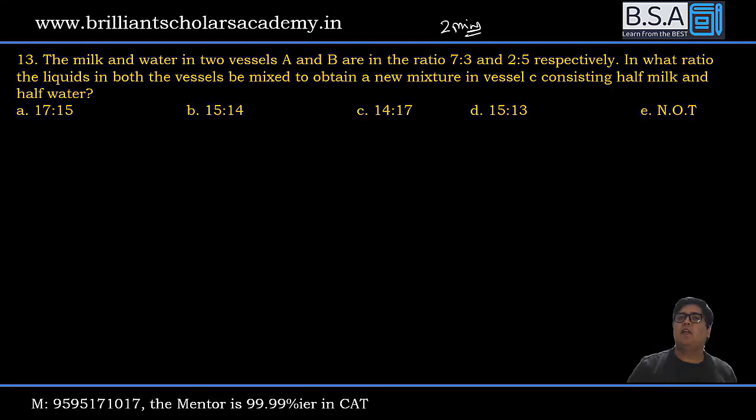The milk and water in two vessels A and B are in the ratio of 7/3 and 2/5 respectively. In what ratio the liquids in both vessels be mixed to obtain a new mixture in vessel C consisting half milk and half water? Be careful. The mixture should have half milk and half water. It is a question and allegation, but कैसे लगाओगे? How will you fit allegations here?